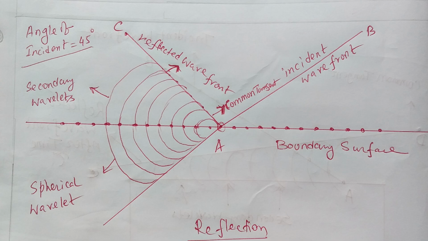When the incident wavefront strikes the boundary of the surface, spherical wavelets are generated. The radius of the wavelets will be determined by V tau. Here, for reflection, the medium is the same. The velocity of the wave is the same. Incident and reflection are in the same medium. The common tangent of the secondary wavelets gives the reflected wavefront.